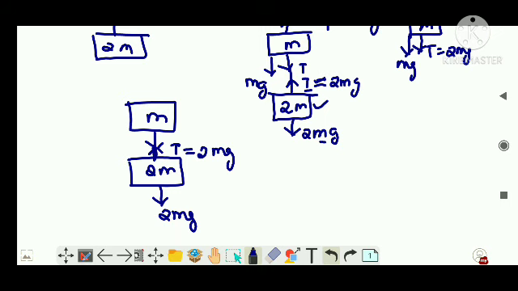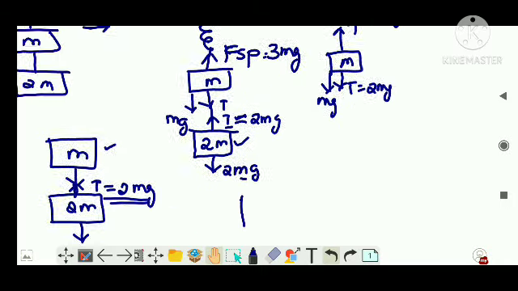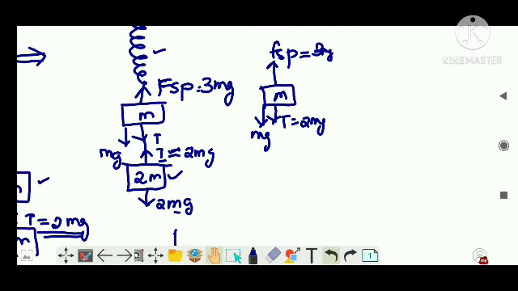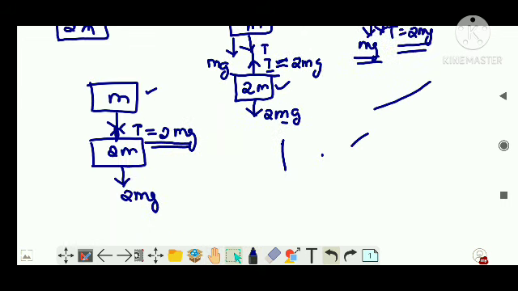So if this T is 2mg, then the tension experienced by mass m is also 2mg, because same string, same tension. So in case of m, we are going back to this diagram. In this case, m will have tension downwards 2mg and mg downwards, then F_sp's value, due to its equilibrium condition, should be equal to mg plus 2mg, that is 3mg. Right, clear? Now let's remove this and all.